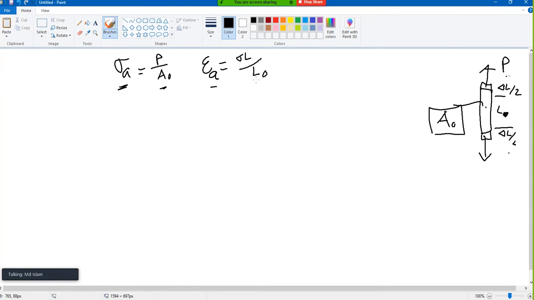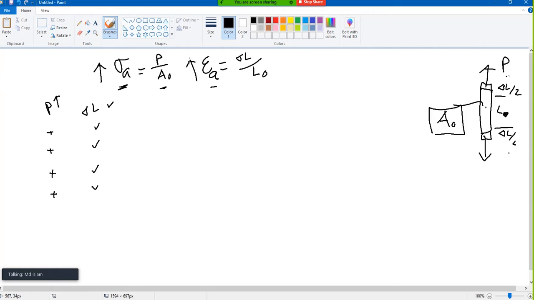Now in the test, what do we do? We apply some force, measure delta L. Increase the load, measure it. Increase the load, measure it. That means our stress is increasing, strain is also increasing.